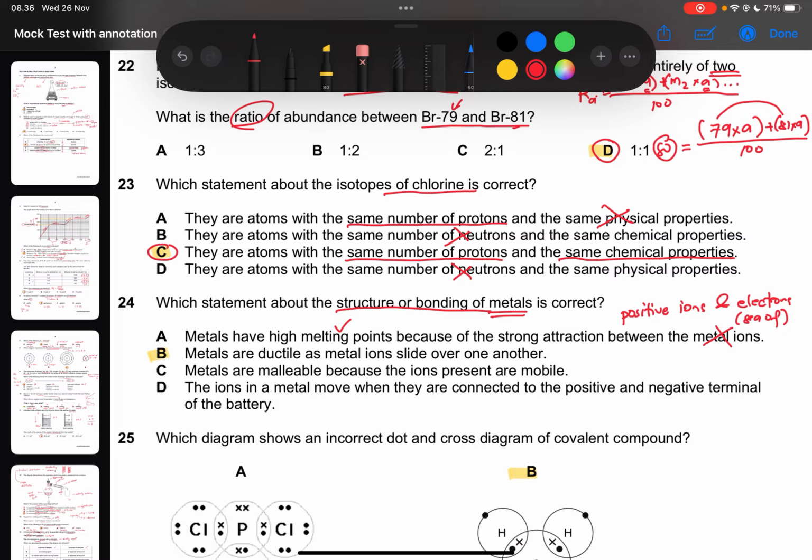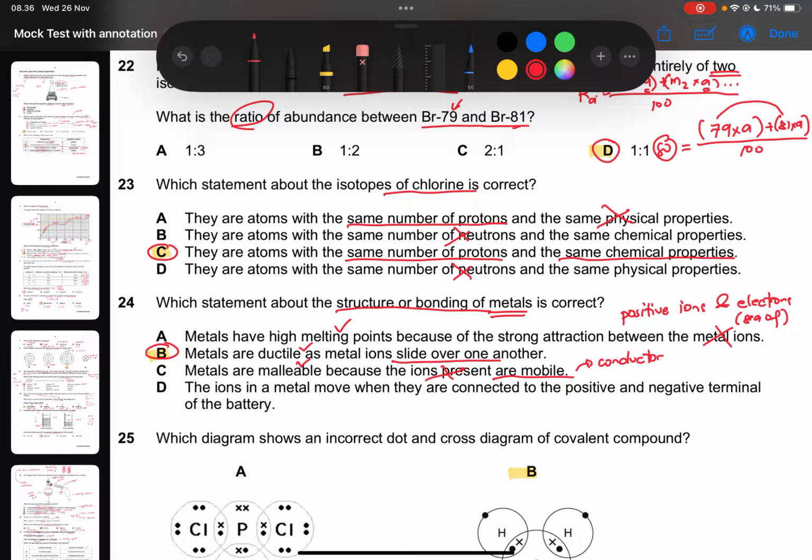Letter B. Metals are ductile, as metal ions slide over one another. So they are ductile, so that's correct. Letter C. Metals are malleable, also correct, but the reason given, that the ions present are mobile, is not the reason. Okay. So these ions being mobile is not the reason why they are good conductors.